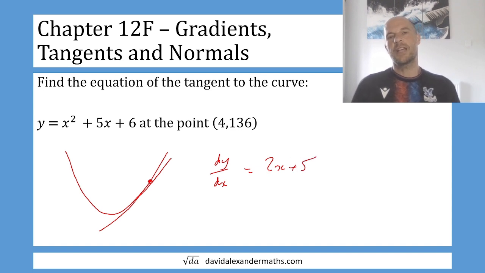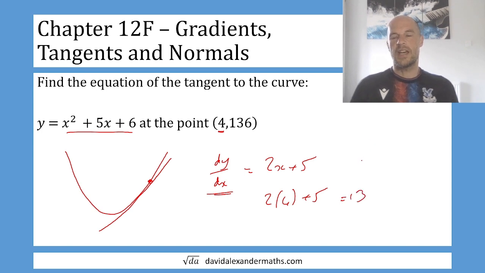So what is the value of the gradient when x is 4? Remember, this is our function that's turning x's into y's. This, our dy by dx, is our function for the gradient. This is our gradient function. So the value of the gradient when x is 4 is going to be 2x plus 5. So 2 lots of 4 plus 5, so 13.